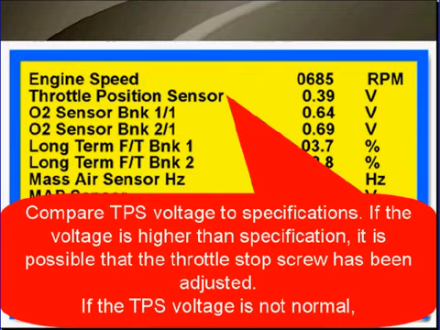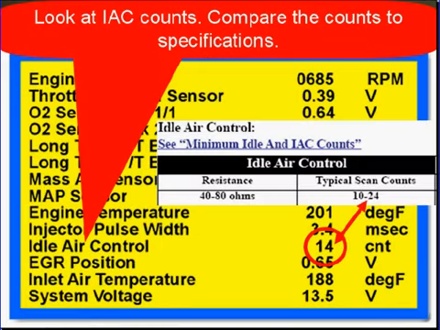Compare TPS voltage to specifications. If the voltage is higher than specifications, it is possible that the throttle stop screw has been adjusted and you need to take care of that. If the TPS voltage is not normal, test the TPS and its circuits. And then look at the IAC counts. Compare the counts to specification.